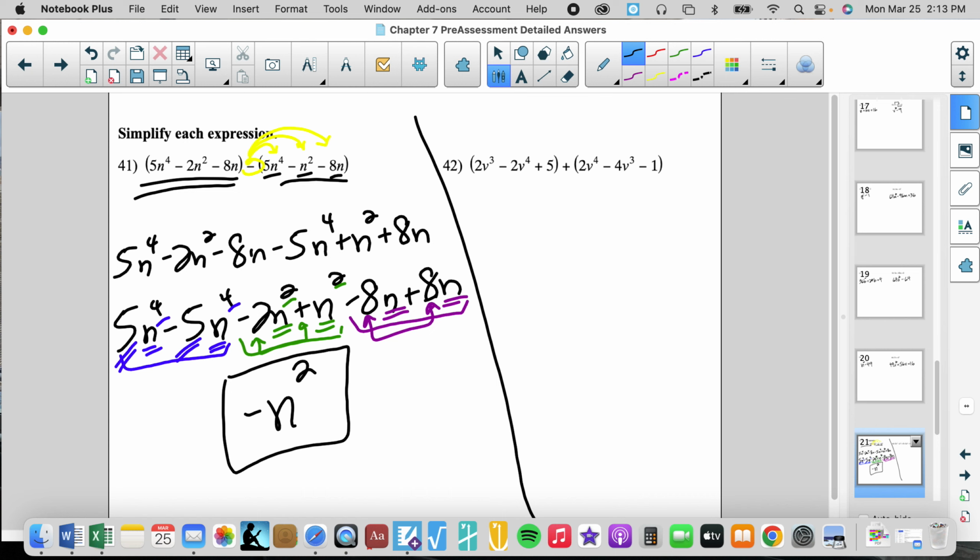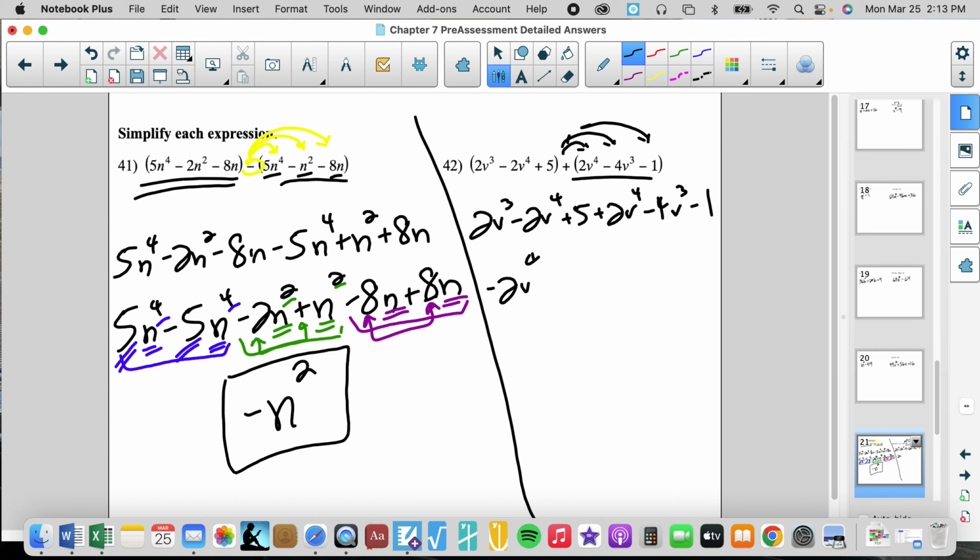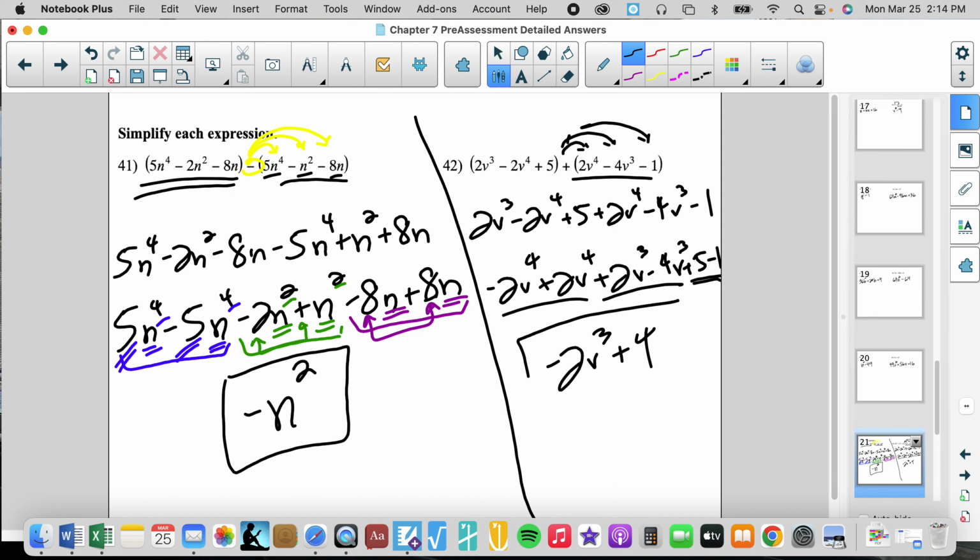So when we add, we're going to distribute out a positive 1, and anything times 1 is still going to give you that. So we just have 2v cubed minus 2v to the fourth plus 5 plus 2v to the fourth minus 4v to the third minus 1. Nothing changes in those. All we did was get rid of Chewbacca. So now I'm going to put them in order. 2v to the fourth plus 2v to the fourth plus 2v to the third minus 4v to the third plus 5 minus 1. Like terms, those cancel. Like terms, you get negative 2v to the third. And like terms, you get plus 4. So that is my answer.